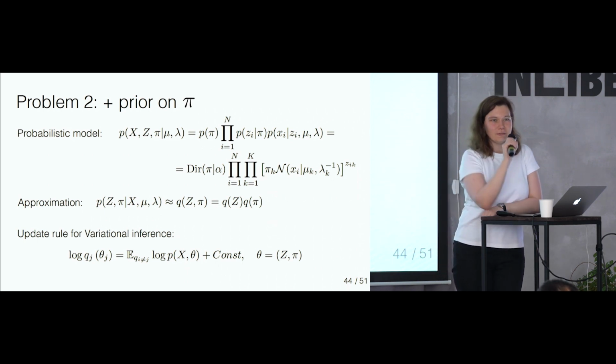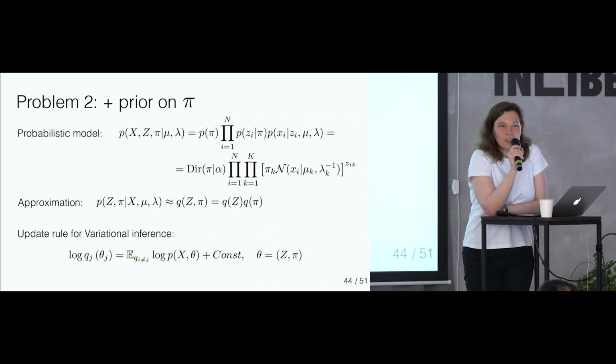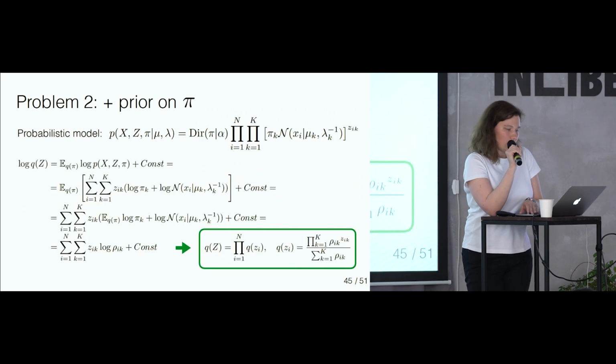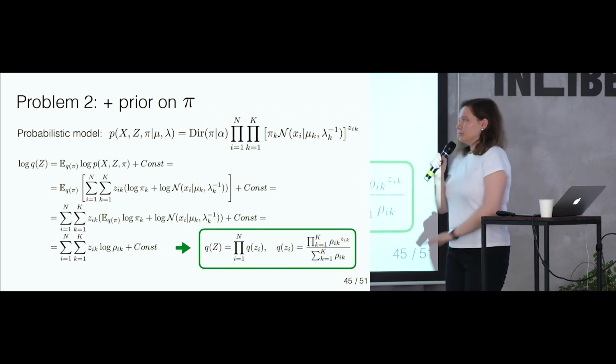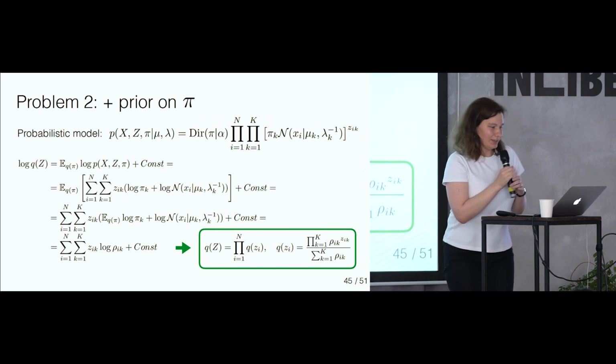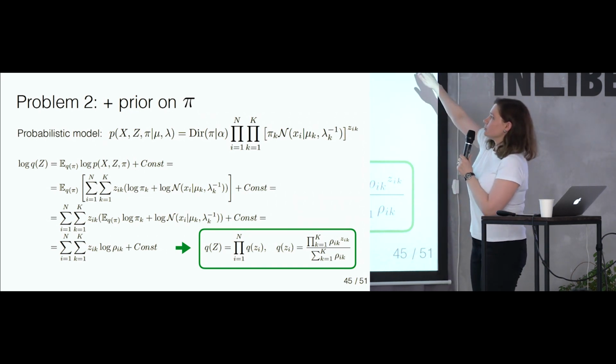So, variational inference on E-step. Variational inference is an iterational process. So we have several iterations. On each iteration, you find a new value for q of z and a new value for q of p. How to do it? Very large formula, but don't worry. So this is our probabilistic model.